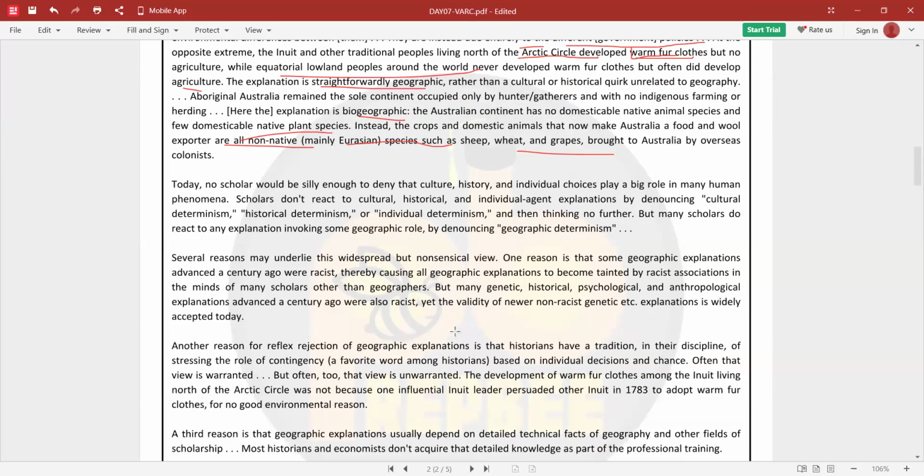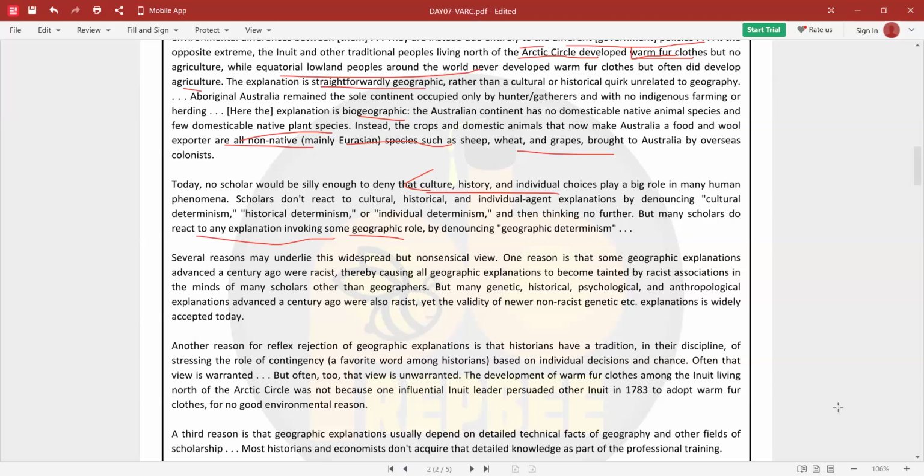Now, today, no scholar would be silly enough to deny that culture, history, and individual choices play a big role in human phenomena. We all agree how important these three things are. So scholars don't react to cultural, historical, or individual agent explanations by denouncing cultural determinism, historical or individual determinism, and then thinking no further. But many scholars do react to an explanation invoking some geographic role by denouncing geographic determinism.